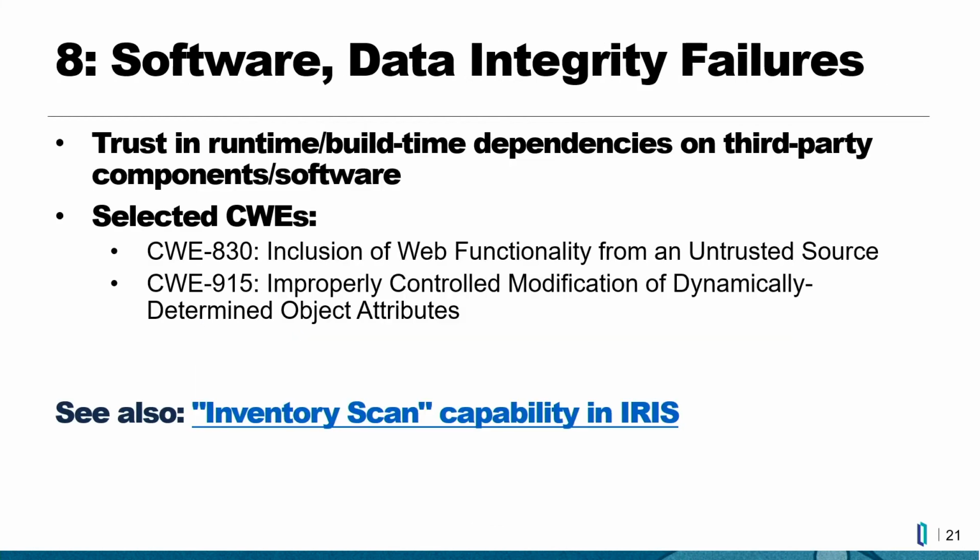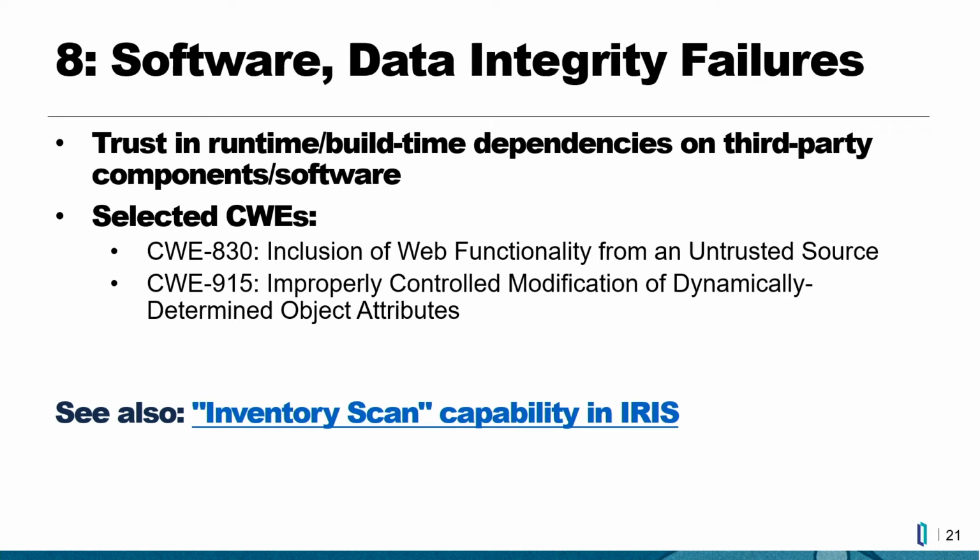So number 8, software and data integrity failures. This is largely related to the third-party component or software you are putting in, either at runtime or in your CI/CD project. So this is an area where there isn't really a lot of IRIS specifics to talk about, but we will still show some highlighted CWEs here.